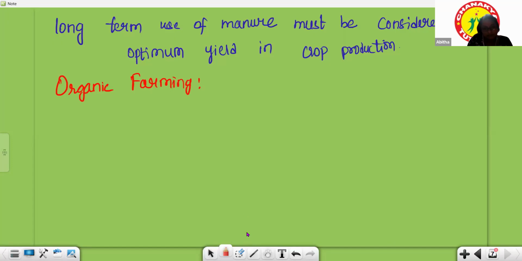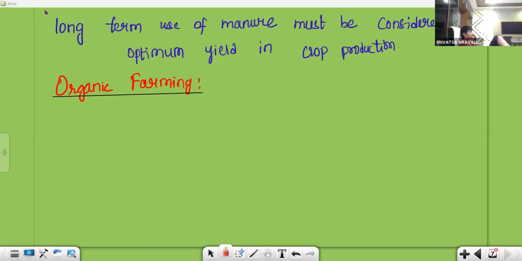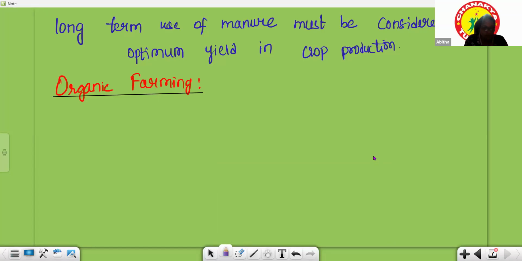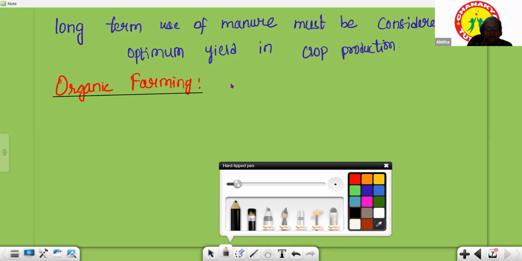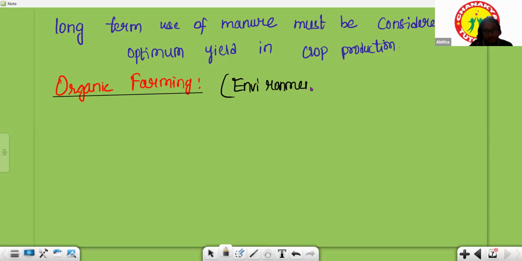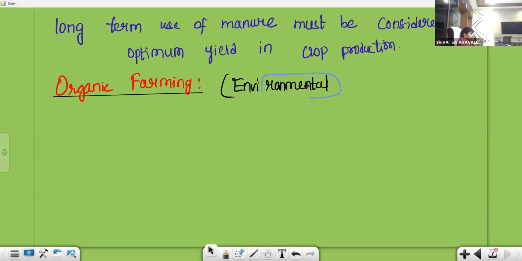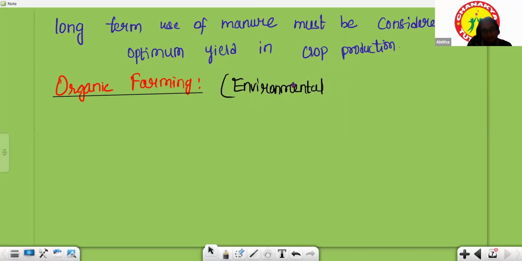I hope you know about the organic term. Nowadays it is more popular. All vegetables and fruits are grown organically. What does organic mean? Whatever fertilizers and pesticides you used, we don't use, or if we do, we use them in a very minimal quantity. It is an environmentally friendly system. So you can write: environmentally friendly system.